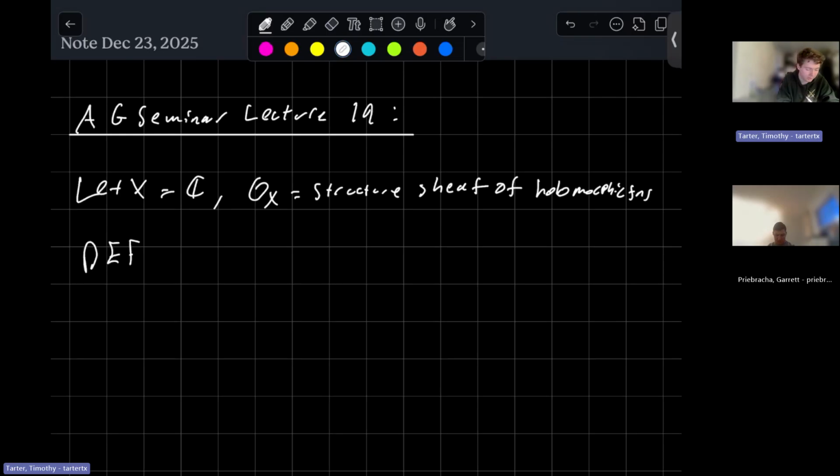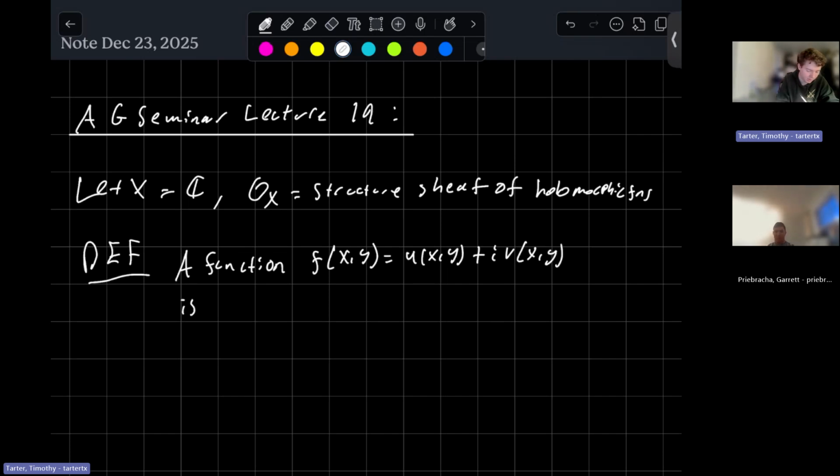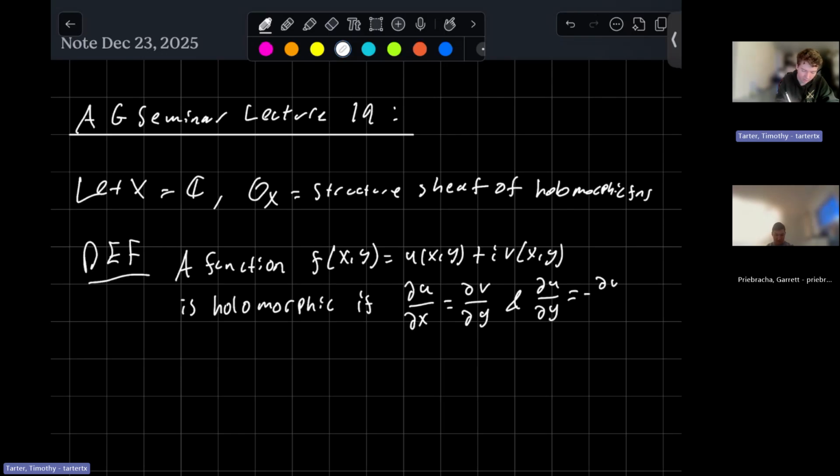So now I need to define a holomorphic function. A function f of z, or f of x comma y, is equal to u of x comma y plus i v of x comma y, is holomorphic if the partial of u with respect to x is equal to the partial of v with respect to y, and the partial of u with respect to y is equal to minus the partial of v with respect to x. And these are called the Cauchy-Riemann equations.